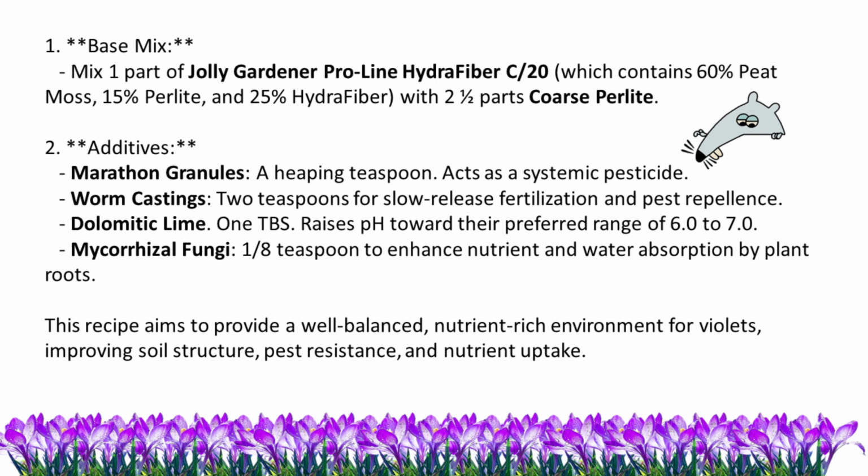Dolomitic lime, 1 tablespoon. Brings pH within their preferred range of 6.0 to 7.0. Mycorrhizal fungi, 1/8 teaspoon to enhance nutrient and water absorption by plant roots. This recipe aims to provide a well-balanced, nutrient-rich environment for violets, improving soil structure, pest resistance, and nutrient uptake.